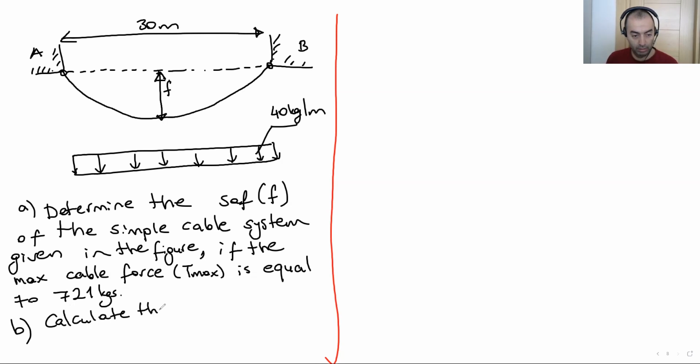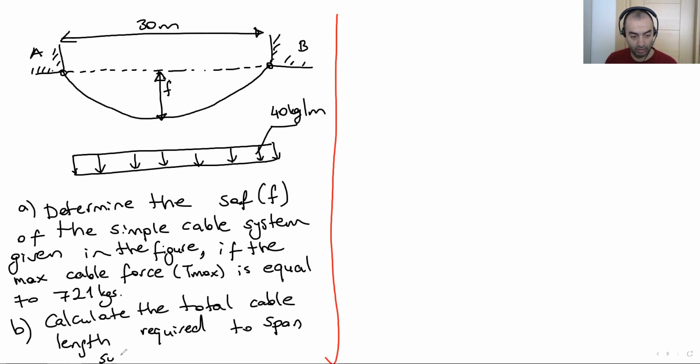Calculate the total cable length required at such a distance. Okay, these are the final exam questions we asked a few years ago. The previous question was like that. This is also a question we asked.